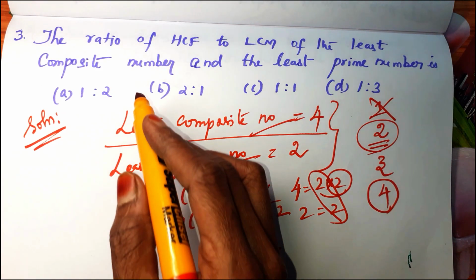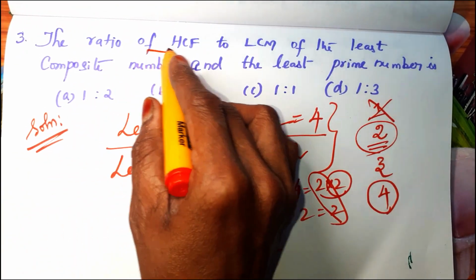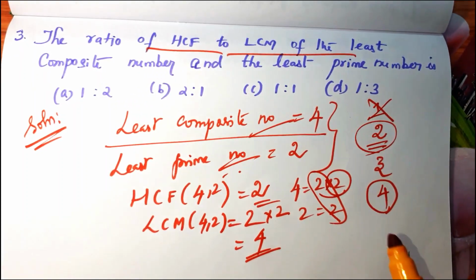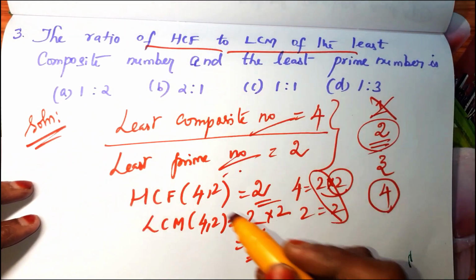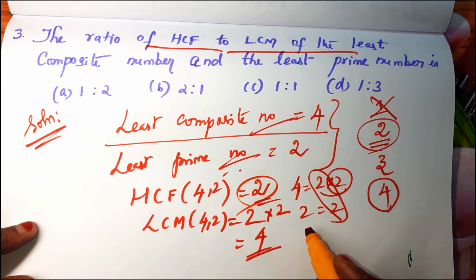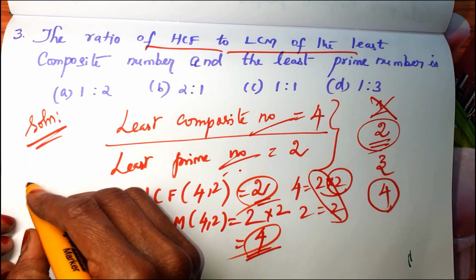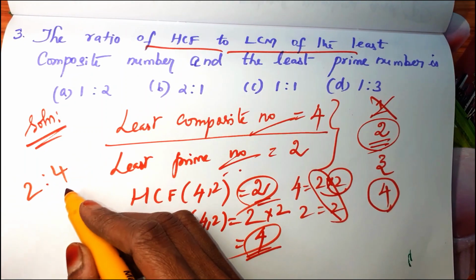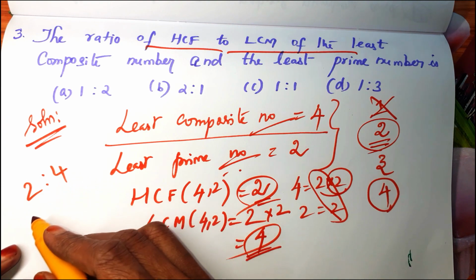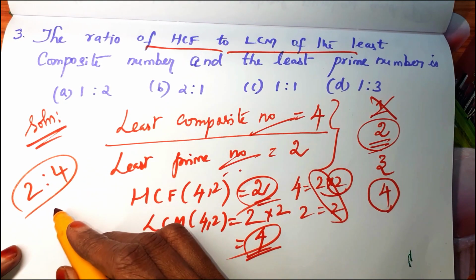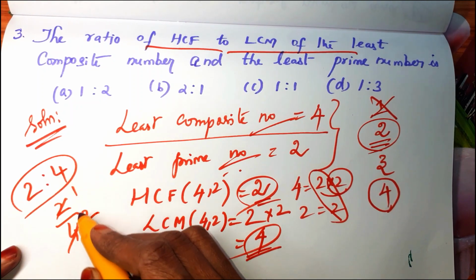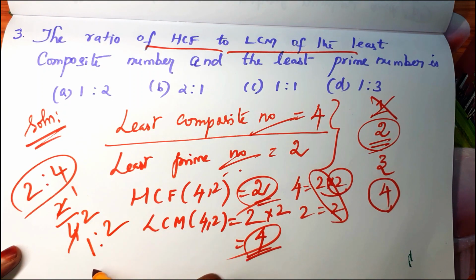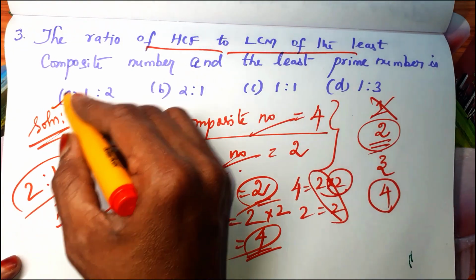Okay, so we have to find the ratio of the HCF to the LCM. HCF is 2 and LCM is 4. 2 is to 4. In a ratio, if we have a common factor, we can cancel it. Ratio 2:4 means 2 by 4. 2 we can cancel, so 1 by 2. So the reduced one we are getting is 1:2. So this is the answer.